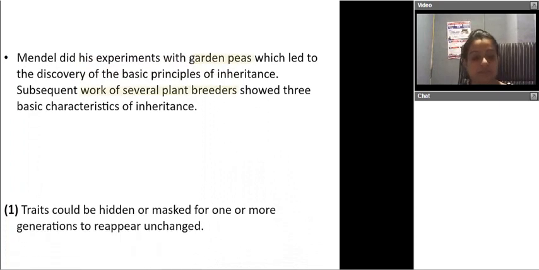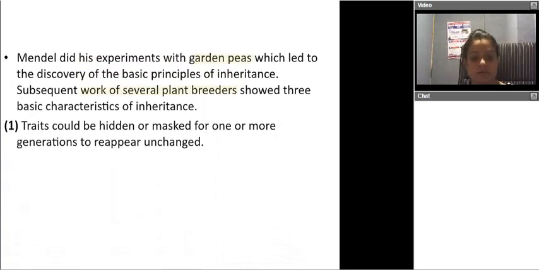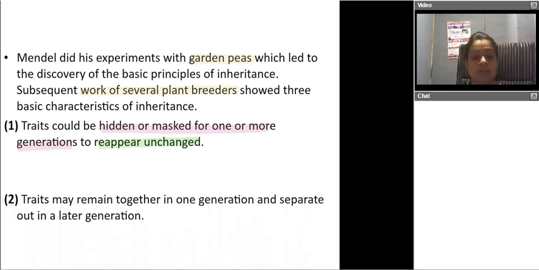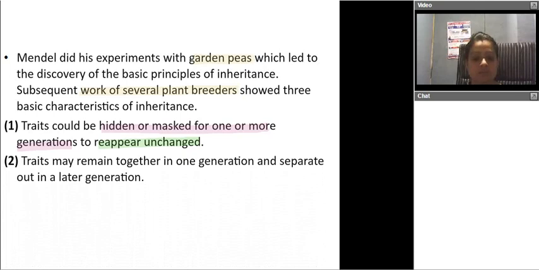Mendel said that the traits are hidden or masked for one or more generations, and only then can they reappear in the next generation. Okay? In order for the traits to appear in the next generation, they should be masked in one or more generations. The traits may also remain together in one generation and separate in the later generations.